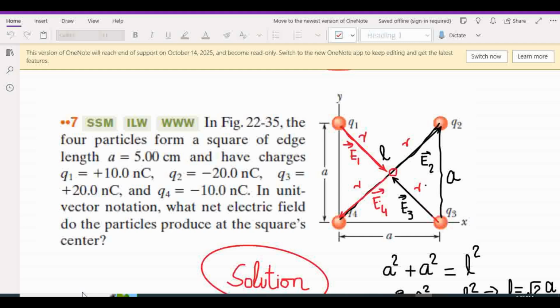Question is, in the figure given, the four particles form a square of edge length a equal to 5 cm, and have charges Q1 is plus 10 nanocoulomb, Q2 is minus 20 nanocoulomb, Q3 is equal to plus 20 nanocoulomb, and Q4 is minus 10 nanocoulomb. In unit vector notation, what net electric field do the particles produce at the square's center?